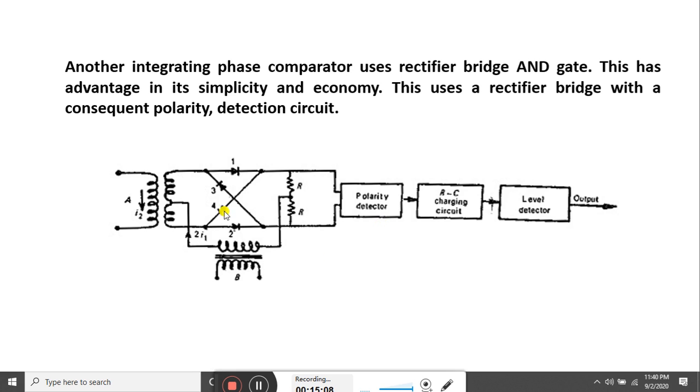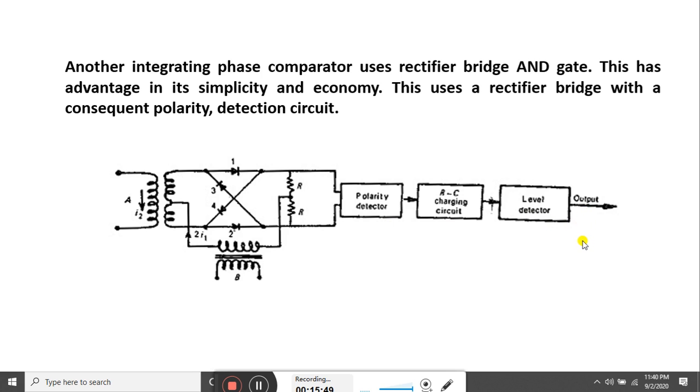Another integrating type of phase comparator uses a rectifier, bridge and gates. These are the rectifier circuits and gate circuits. That is why it is called another type of integrating phase comparator, which consists of a rectifier, bridge and gates. Additionally, an RC charging circuit has been added. Otherwise, the polarity detector and level detector are common in all types of phase comparators. And after that, we have an output.